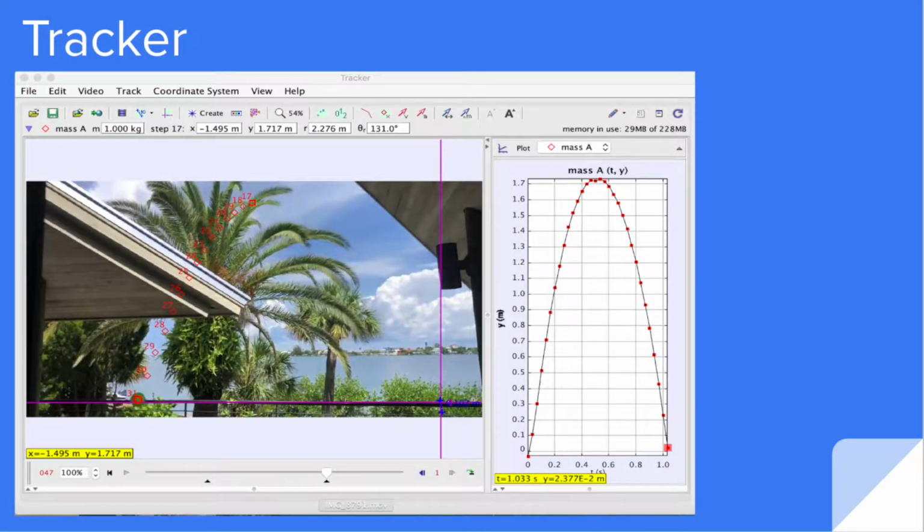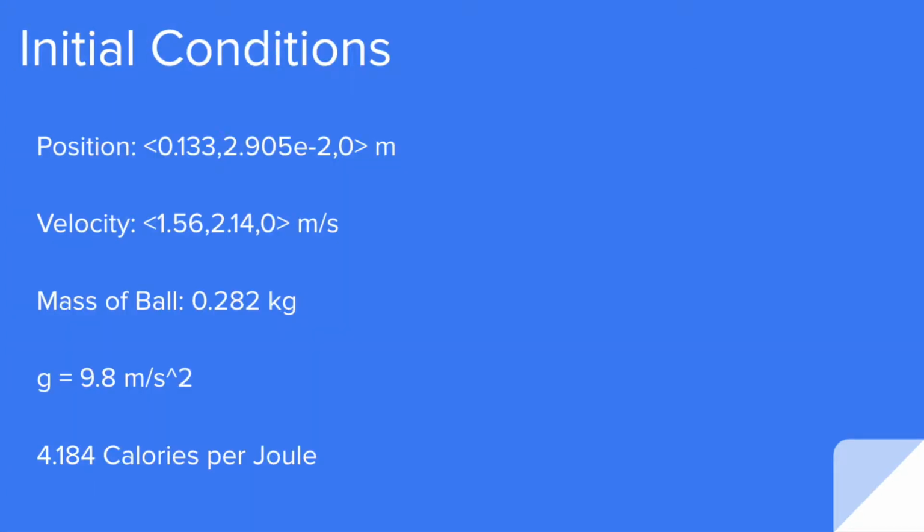I used Tracker to analyze the exact motion of my object along the y-axis. My initial position was 0.133 in the x direction and 2.905 times 10 to the negative second in the y direction. My initial velocity, which I found by doing the total change in position over the total change in time, was 1.56 in the x and 2.14 in the y. The mass of my ball was 0.282 kilograms. The gravitational constant is 9.8 meters per second squared, and there are 4.184 joules per calorie.